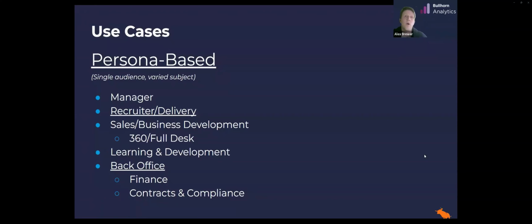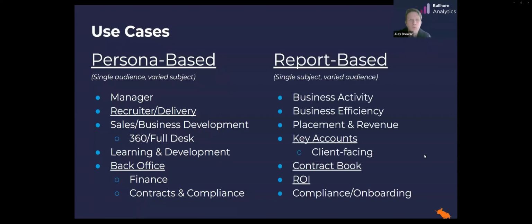The other type of reports that we can build, though, are more report-based. So where persona-based was for certain users with a bit of variety in data, report-based is more for certain data with maybe a bit of variety in the users. So examples of those would be to track activity and efficiencies, so how hard the business is working against how smartly it's working, drilling down into placements and revenue and the likes of average margins and times to fill, using the client filtering option, which we'll also cover when we go through examples.